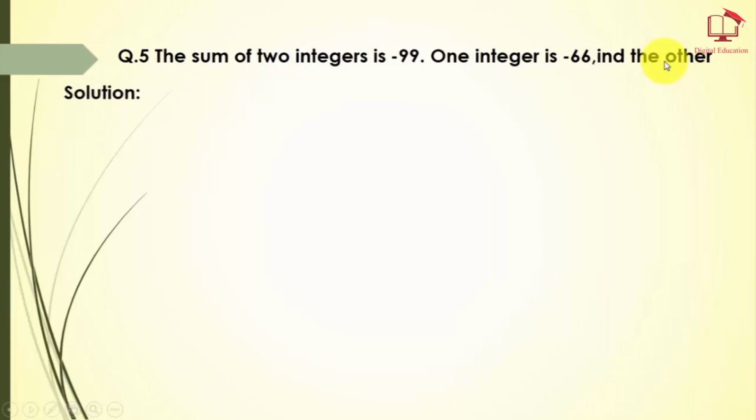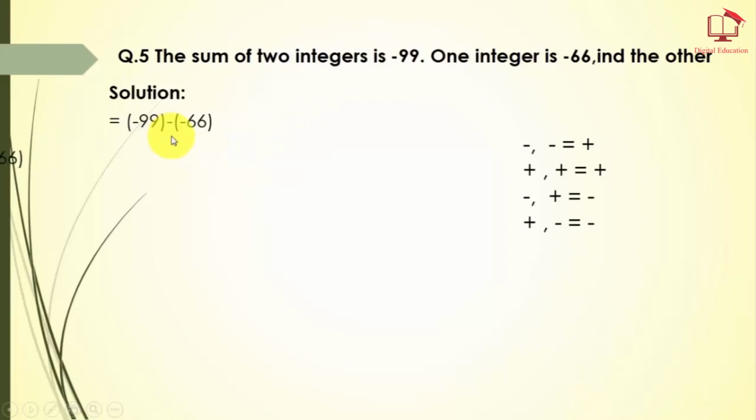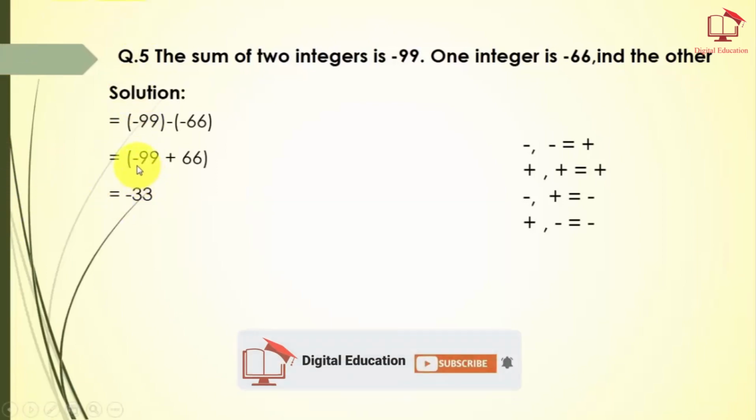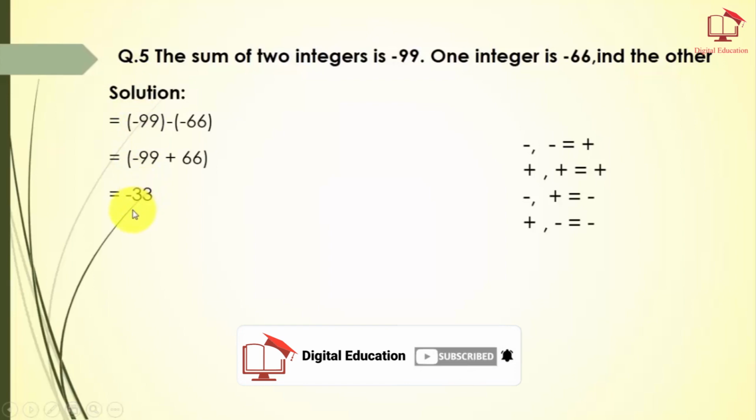Question number 5. The sum of two integers is minus 99 and one integer is minus 66. Then find the other. So the first integer we write is minus 99 and then minus again minus 66, this one integer. Then you know that minus minus we have positive, then plus minus minus. If we subtract these two numbers, 99 minus 66 we have 33, and we will write here a negative sign because if we add or subtract two numbers, we will check which number is greater and we will write the greater number's symbol. Here you know that 99 is the greater number, and it has a minus sign. That is why we write here minus.